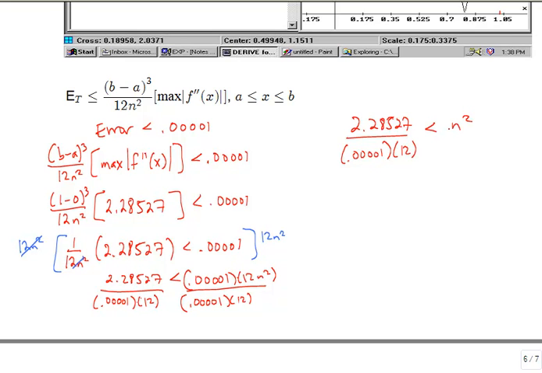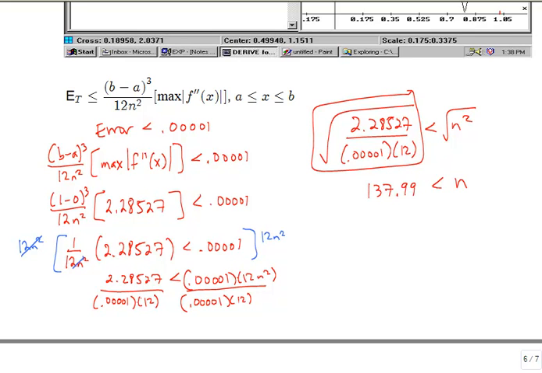To solve for n, we would need to take the square root of both sides. And when you do that on your calculator, this whole value right here is approximately 137.99. We want our n to be greater than that, so I'm going to round up to the very next highest whole number. So we would want our n to be 138.